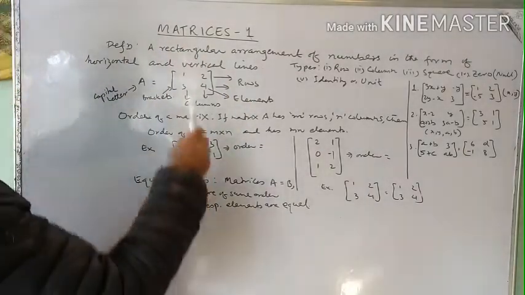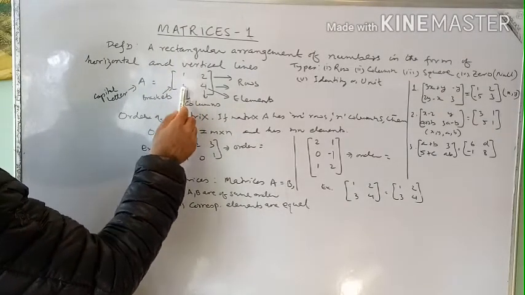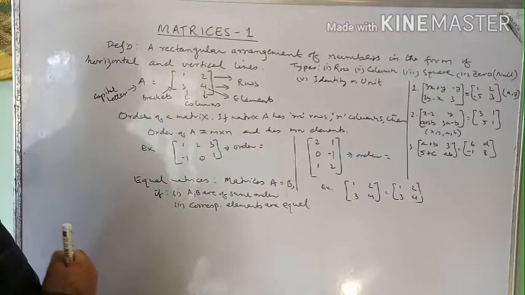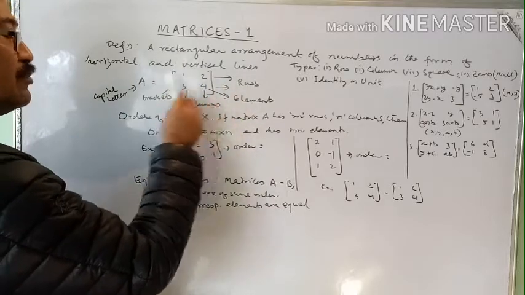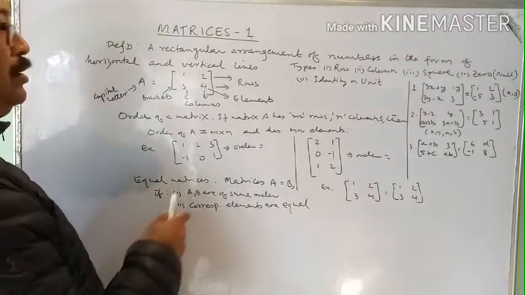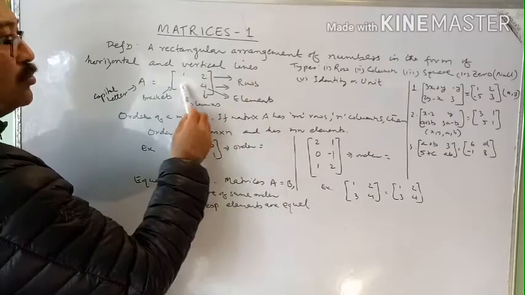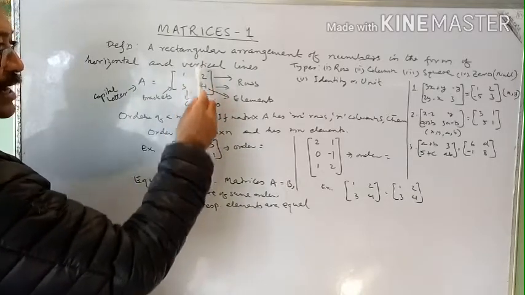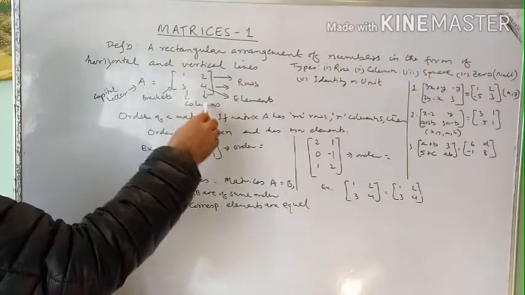So for example, you can see here the numbers 1 2 3 4. These are arranged in horizontal and vertical lines. When you arrange them in horizontal and vertical lines, it makes a matrix. Now in a matrix, the horizontal lines are called rows and the vertical lines are called columns.